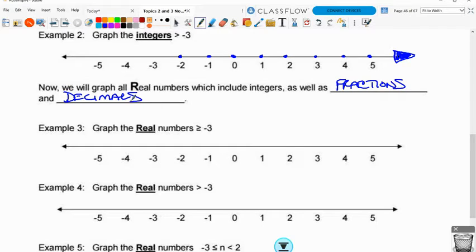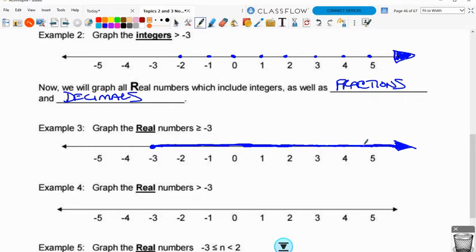Example 3, graph the real numbers that are greater than or equal to -3. Again, since I'm allowed to be equal to -3, I'm going to put a little dot on -3. But now I need to make sure that I get every single fraction, decimal, and integer that is bigger than -3. So what I'm going to do is bold the entire line to the right of -3. This will allow me to make sure that I include every single fraction, decimal, and integer that is greater. And then again, I'm going to make my arrow at the end big and bold. This is how you graph every real number. You're going to bold the entire line.